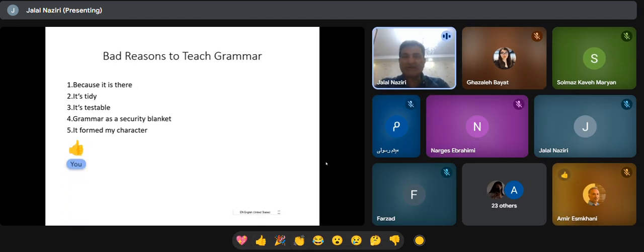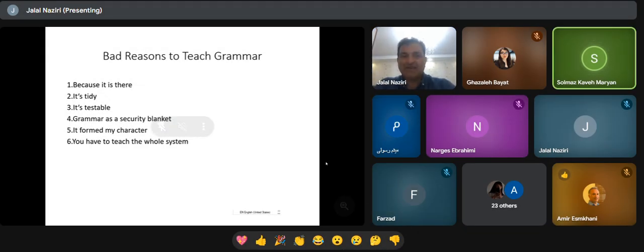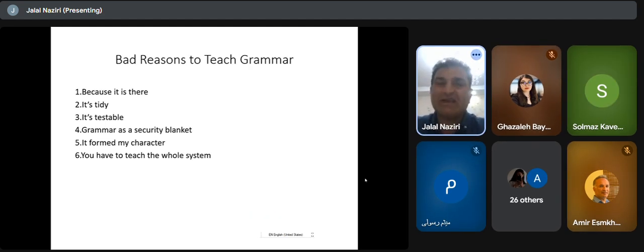Sorry, I think they are attacking us. Very interesting. Number five is very interesting. And then the next bad idea is you have to teach the whole system. Because in these course books, grammars are quite related, and we think that to teach, for example, a specific grammar, we need to chain it to the previous one and to the one coming after that. And this is another bad reason for teaching grammar.